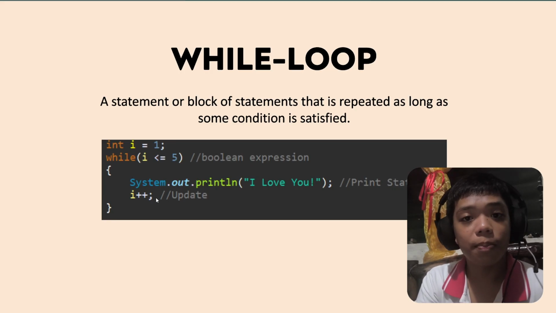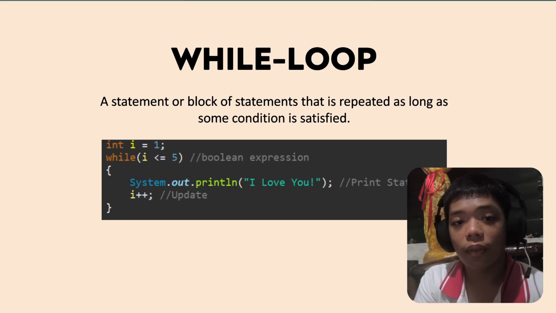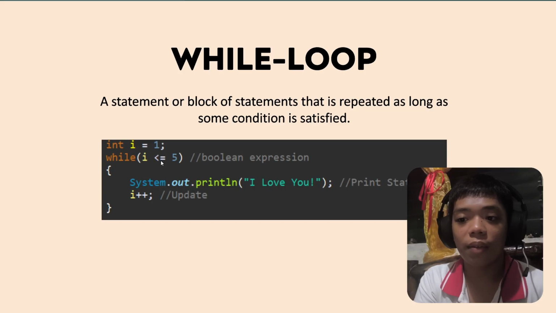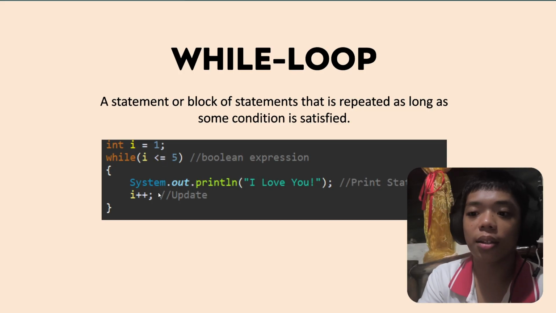It will update, and it will go back to the boolean expression. Now, it is 5. 5 is less than or equal to 5. That is still true, because we have an equal sign. The while loop body will execute and it'll update again.